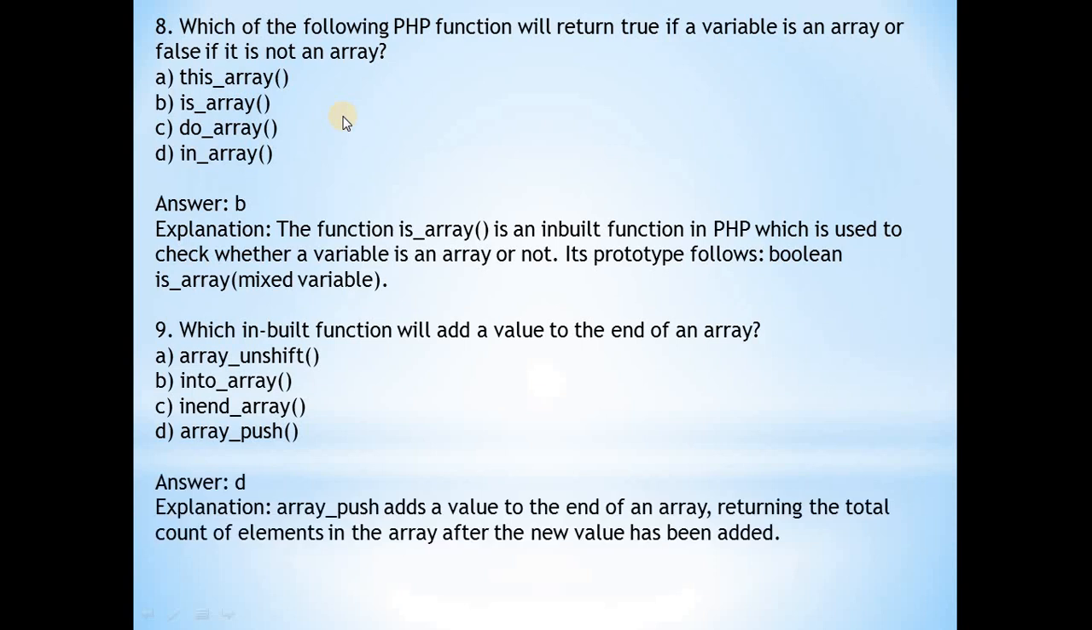Next one is which inbuilt function will add a value to the end of an array? Answer is D, array underscore push function. It adds a value to the end of the array, returning the total count of elements in the array after the new value has been added.